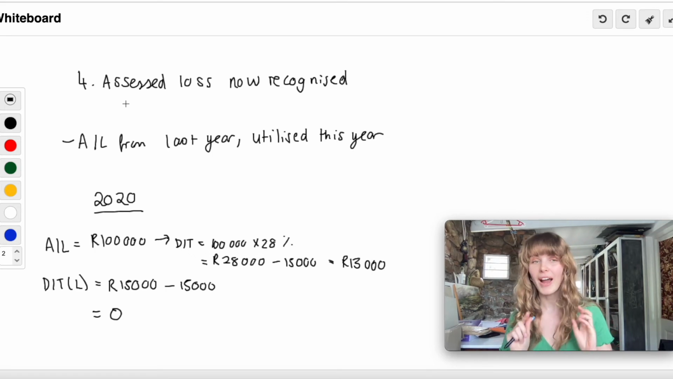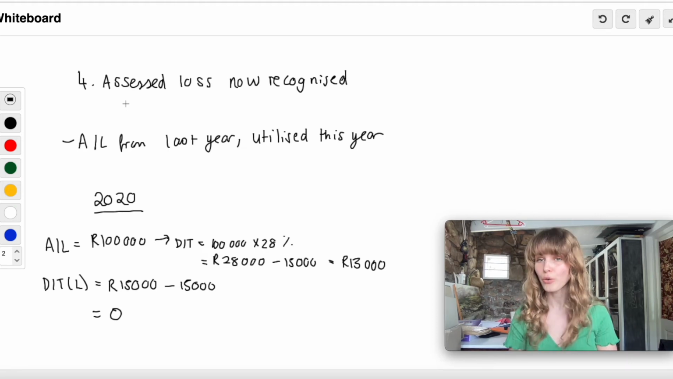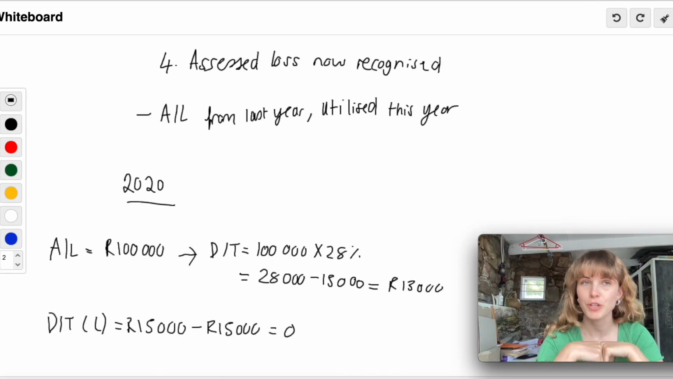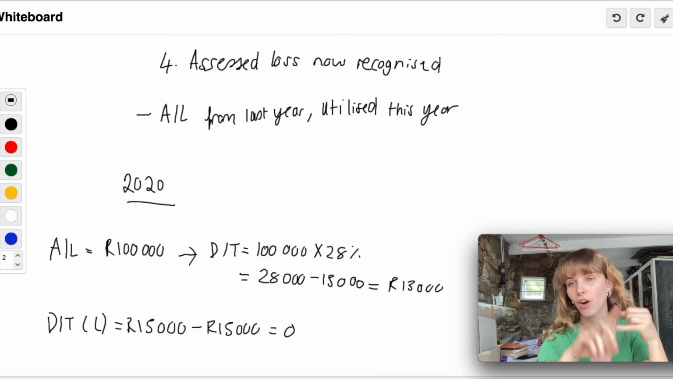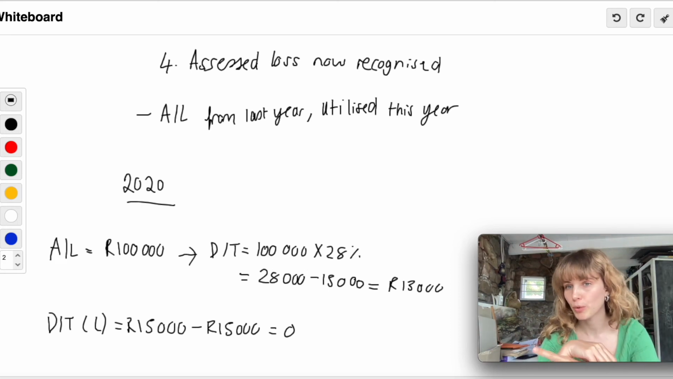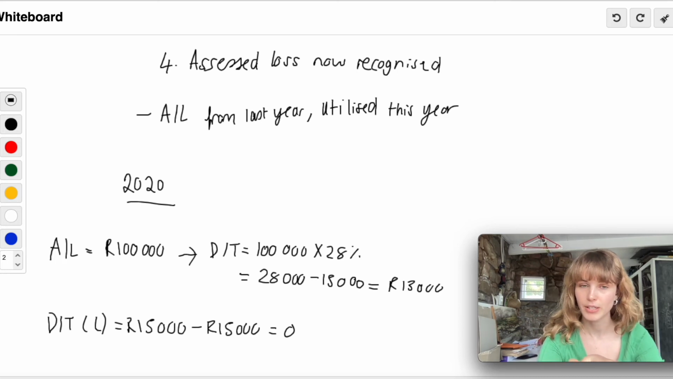Well, in 2020, if I did think it was possible that next year I'm going to have enough taxable income to use my assessed loss, then I don't have any reconciling items, because I'm going to use my full assessed loss, the deferred tax relating to the assessed loss, and therefore my accounting profit and my tax profit are all going to be fine, no reconciling items. However, if I made the assumption that next year, the 2021 year, I won't have enough taxable income to utilize my assessed loss, then I can't recognize a deferred tax asset, and I'll have a reconciling item in the year that I generate enough taxable income to utilize my assessed loss. So for example, if I happen to generate sufficient taxable income in 2021, that would be the year in which I would have a reconciling item for that remaining 13,000 Rand of the assessed loss.